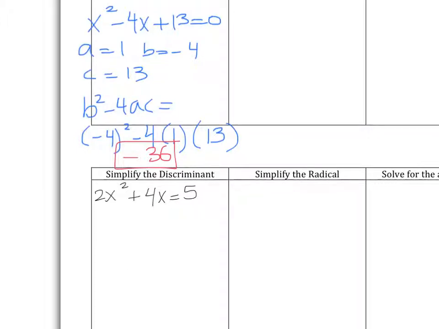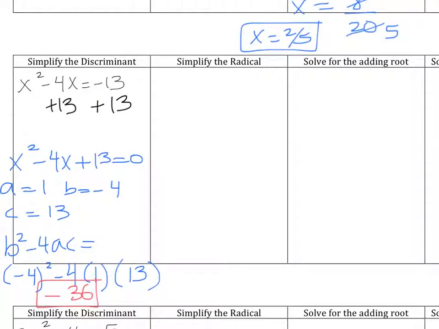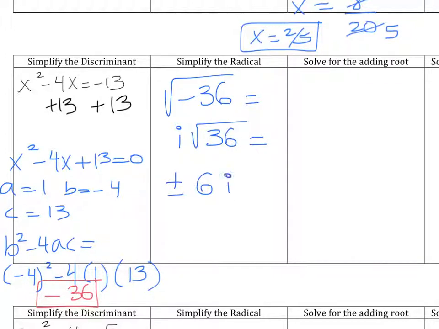Since it's a negative number, I know that I will have two imaginary solutions. It means my answer will have an i in it. So my second step is to simplify the radical. Since I have a negative under the radical, I'm going to put i square root of 36. Square root of 36 is positive or negative 6i. So it means I have either 6i or negative 6i for the part where the discriminant is.